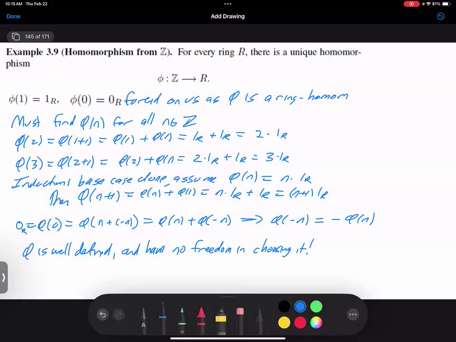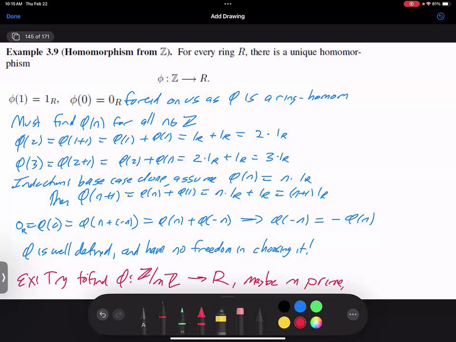Instead of looking at the integers, I could put in another ring. What would be an interesting ring to put in? Let's put in one of the clock groups. So as an exercise, try to find, say, phi from Z mod MZ to R. Maybe M is prime, maybe not. So that would be a good thing to think about.